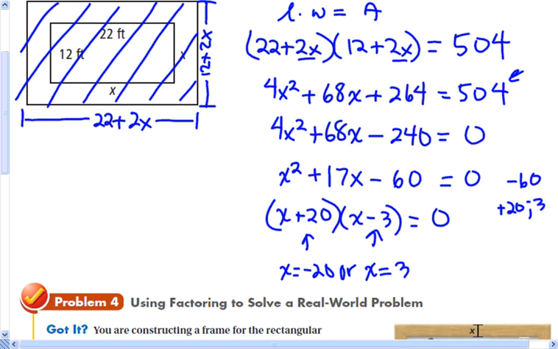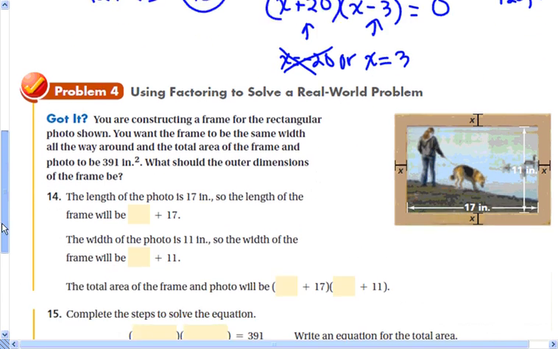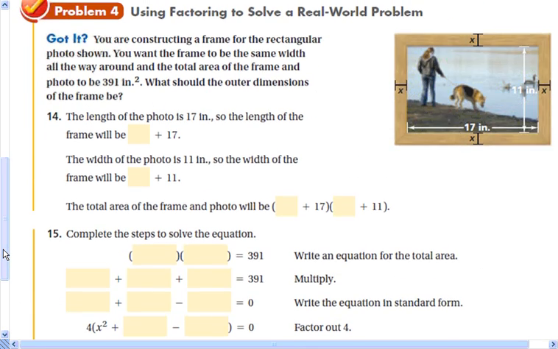Since we're talking about dimensions here, I don't think a negative dimension will work. So I know that x is equal to 3, and we want to know the width of the patio. The width of the patio is 12 plus 2x, and we know now that x is equal to 3. So 12 plus 2 times 3 is our width, and that's equal to 18. All right, I'm going to let you try one of those. I'm going to pause here, and you can check back with the answers.